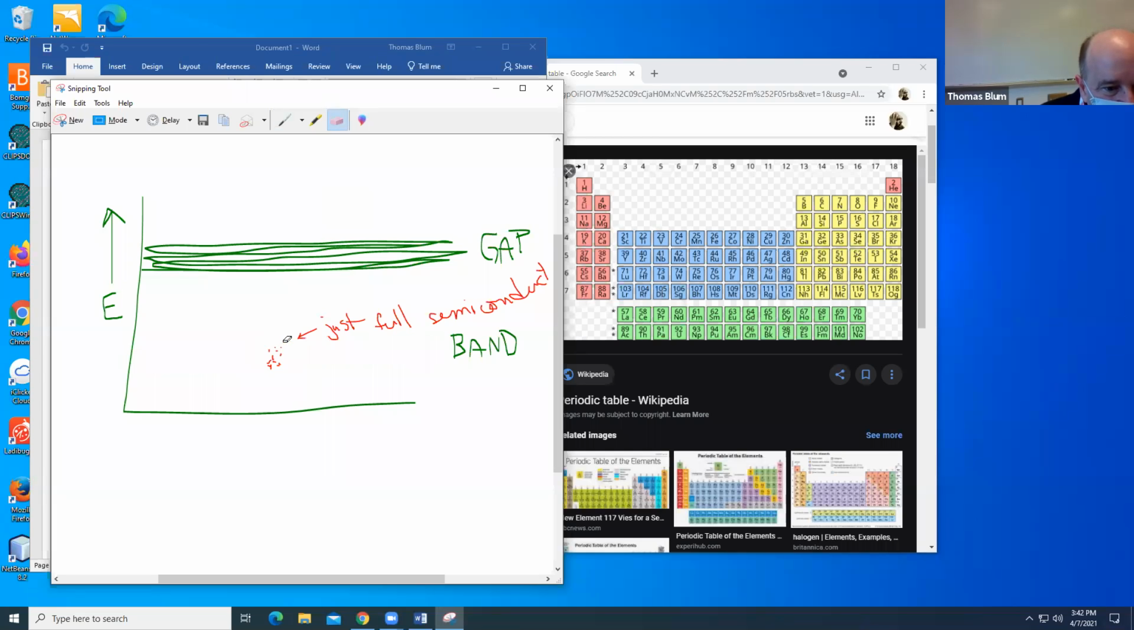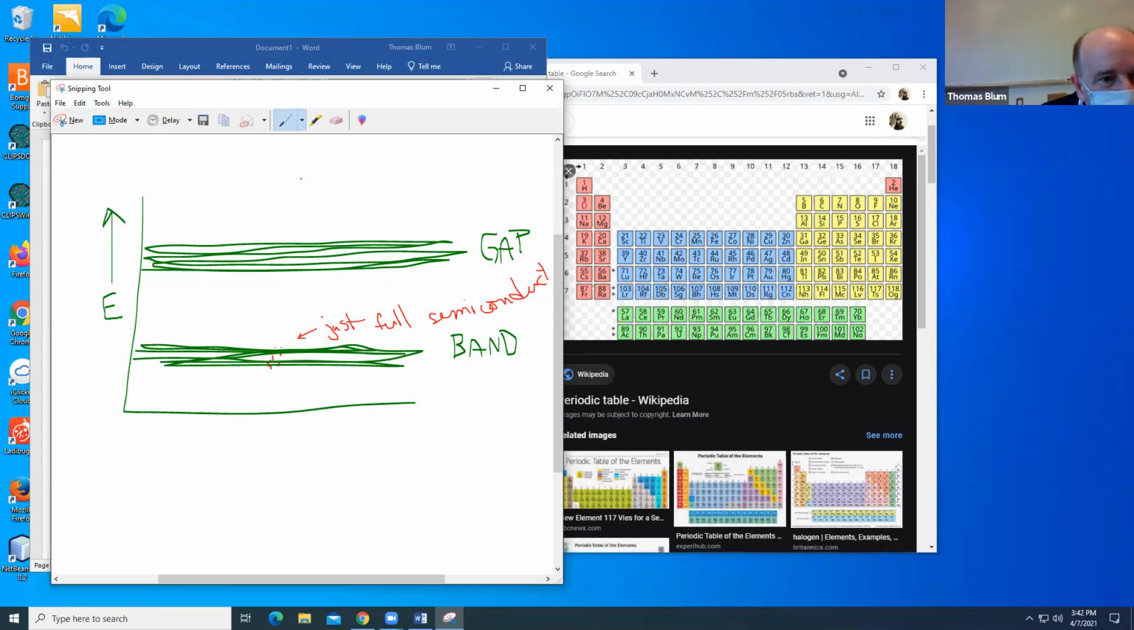I'm going to come along, oops, I got rid of all my bands. I didn't want to do that. Is there an undo? No, all right. So I had all my, go back to my green, fill in my bands.